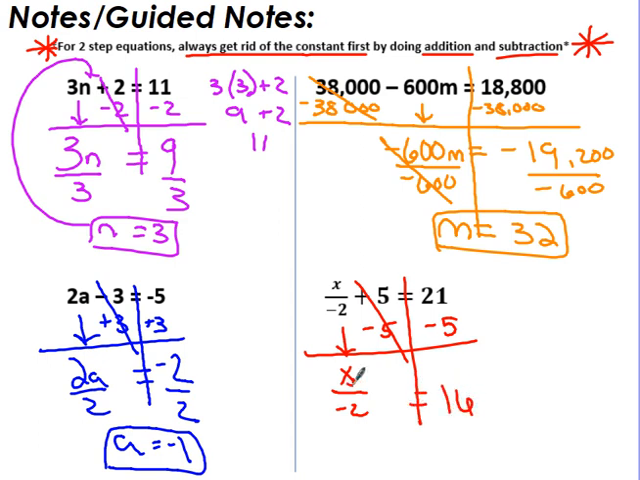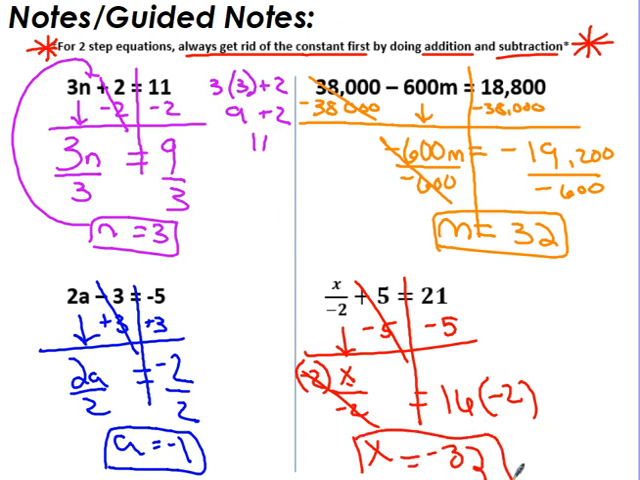Now this is x divided by negative 2. So in order to cancel out division, I need to do multiplication. So I'm going to multiply by negative 2 to make those go away. And whatever I do on one side, I have to do on the other. So I should get x equals negative 32. And again, I can always plug this in to check my answers.